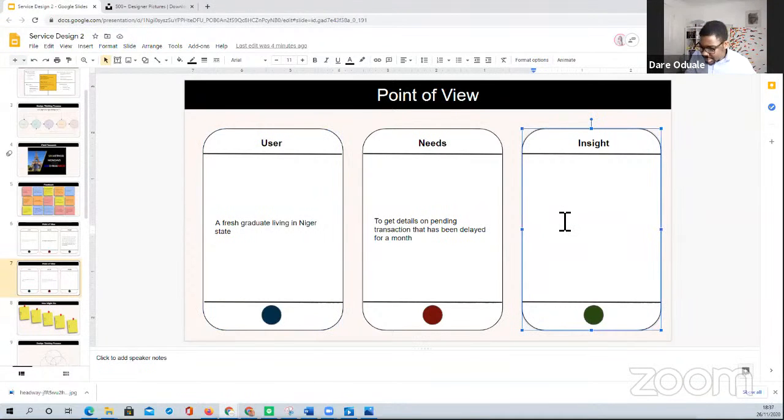So what are the insights? Give us some insight about this fresh graduate living in Niger State, Abdulrahman. Tell us some things about the user. Why does this person have a pending transaction for a month? Is it an international transaction? Do they make frequent international transactions? Is this person a freelancer? Just give us some insight. Is this person living far from the bank? Things like that. Tell us some things so we can capture that in the insight.